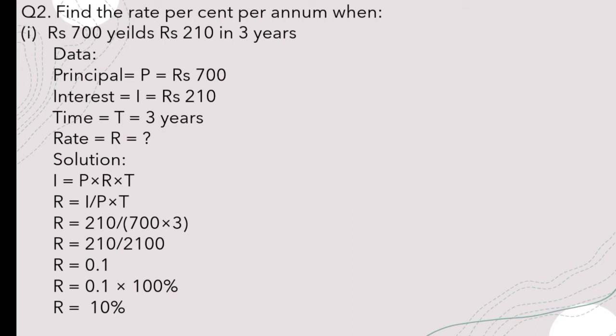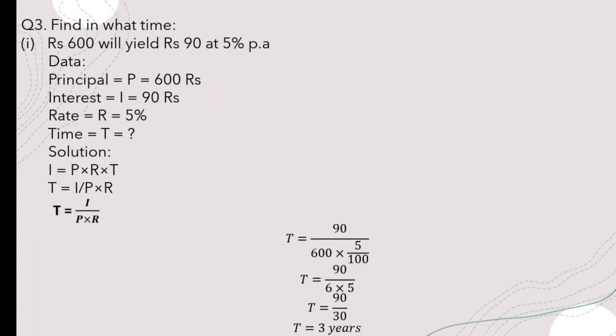Now when we divide 210 by 2100 we get 0.1, and we are finding the interest in percent, so we have to multiply it by 100%, and when we multiply 0.1 by 100 we get 10%. There is 1 zero after this 1, so we can move the decimal 2 steps forward and it becomes 10 in that way. Now question number 3 is find in what time.